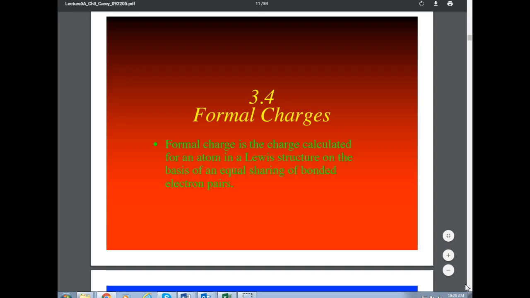So when we do formal charges, we try to get the lowest possible charge on the structure that we draw. Sometimes there's multiple structures we could draw, and we need to find the one that makes the most sense. So we use formal charges to do that.